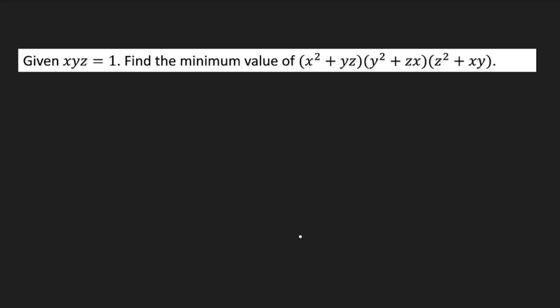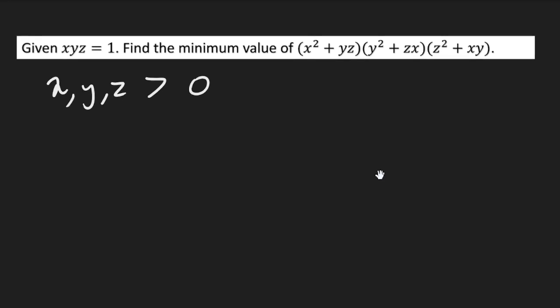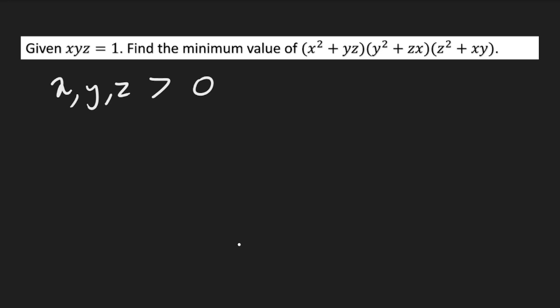Usually in this problem, there's an assumption that x, y, and z are positive integers or positive real numbers, so they should be at least greater than or equal to 0. But in this case, since the product is 1, we can safely assume that they must be greater than 0. So how are we going to solve this problem?